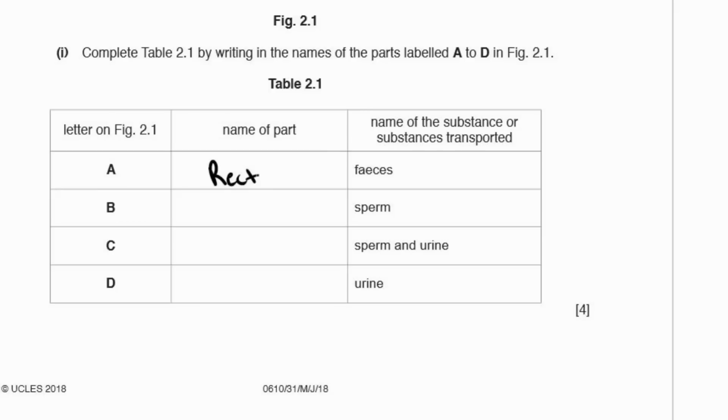Now does the rectum transport feces? Yes. B, we said, was the sperm duct. And does it transport sperm? Yes. C, we said, was the urethra. And does that transport sperm and urine? Yes. And D, we said, was the ureter. And does that transport urine only? Yes. So that should be good.